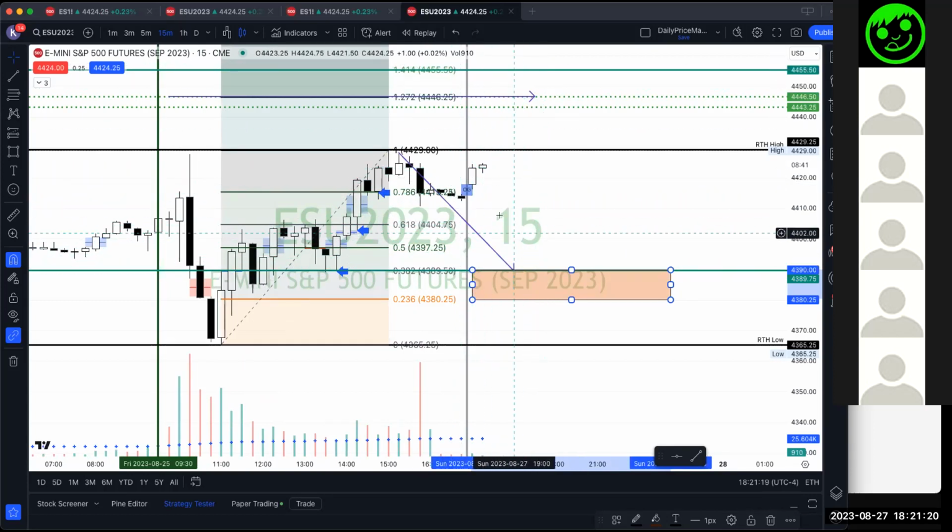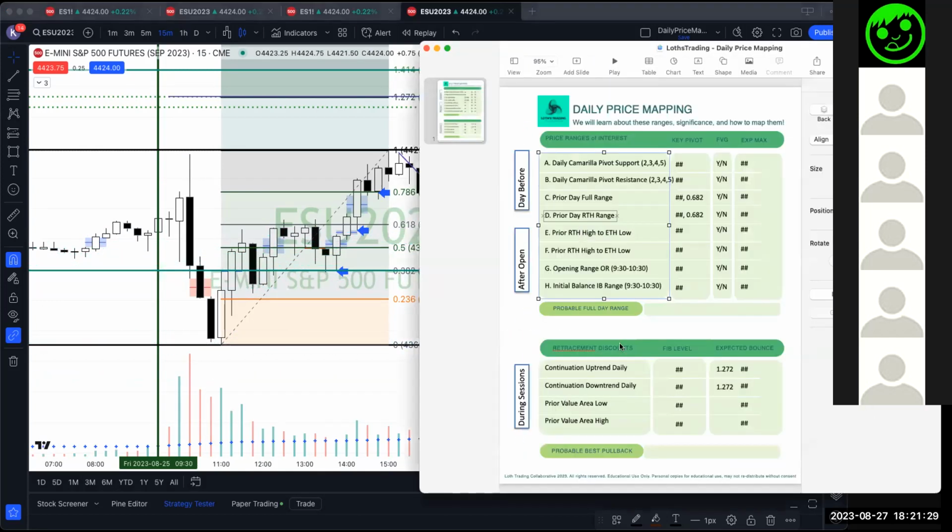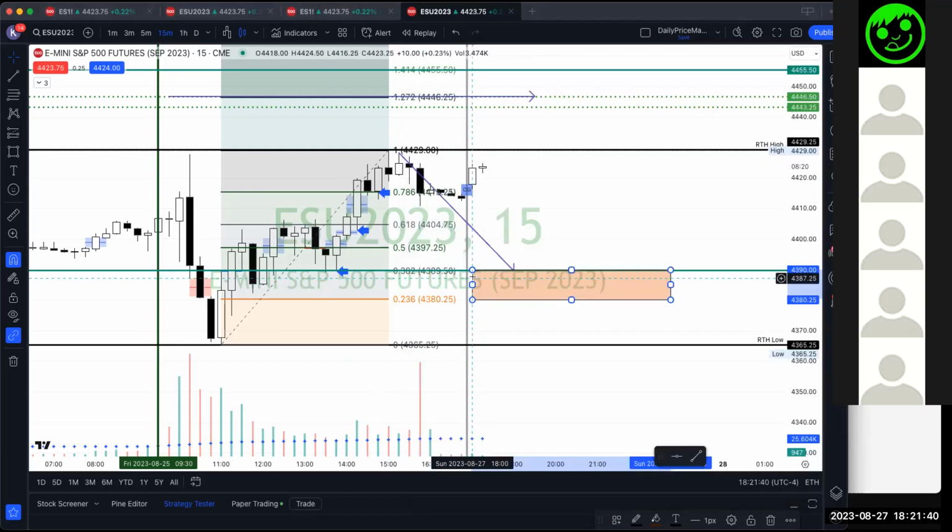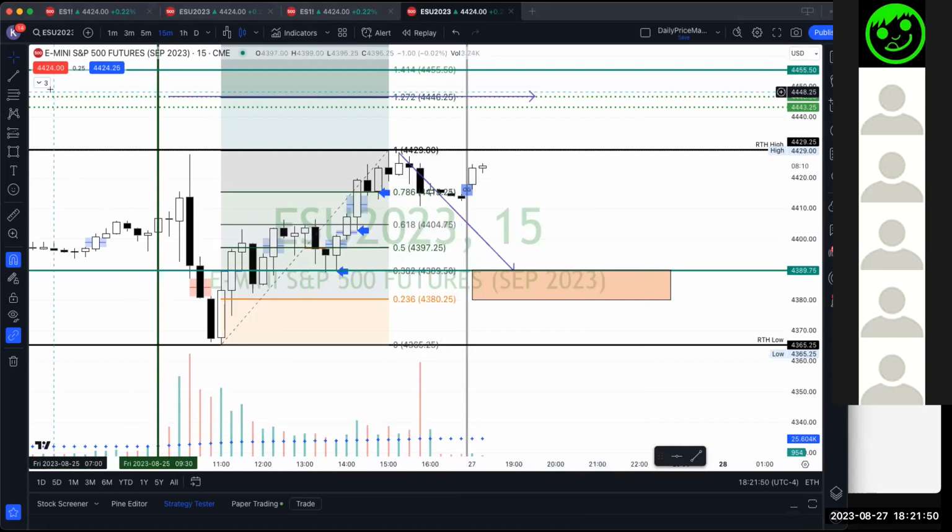We may not see that right away, but a lot of times, once this activity here has been exhausted, it will come down to this discount zone. So if you go back to the chart that I laid out, this is that first retracement discount line that I put for the continuation daily uptrend, and I would put fib level 0.386. So I expect a potential test of 4389.5 sometime overnight. And I'm going to put back the Camarilla points now to see if so far there have been any overlaps.